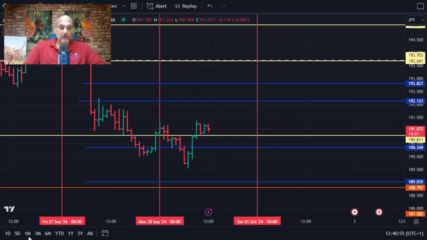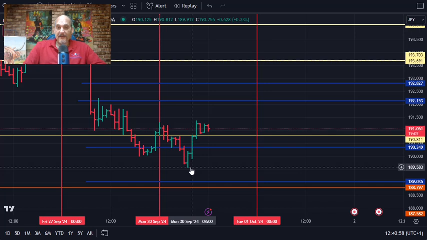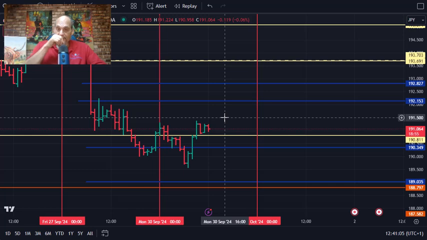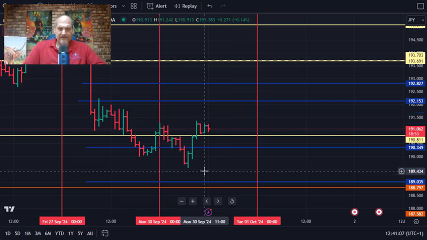Last evening was quite interesting. I mean, we had a nice move down to 189.58. And then we rallied back up to this level right here. So it was really rejected last evening at the 58 level. Though, as we can see, more buyers came in.